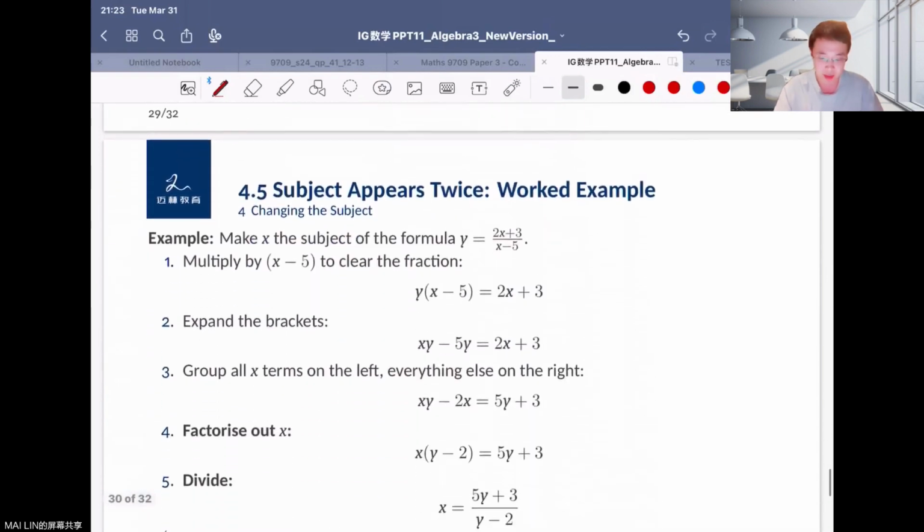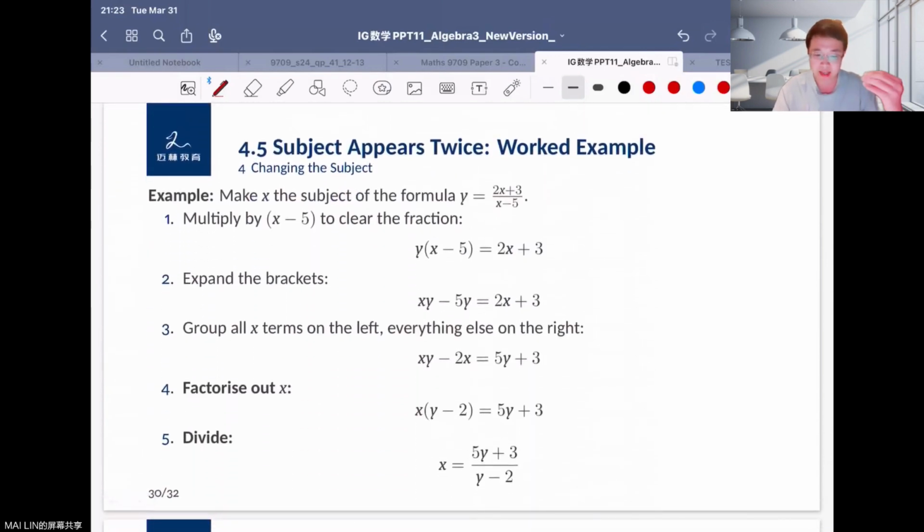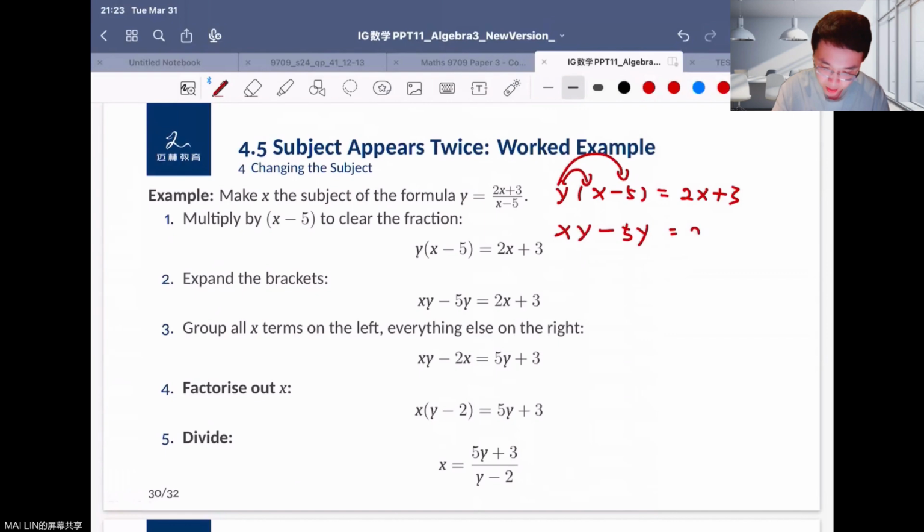Let's have an example. We want to make x the subject of the formula y equals (2x plus 3) over (x minus 5). First, we multiply both sides by x minus 5. Now it becomes y times (x minus 5) equals 2x plus 3. Then expand the left side: y times x is xy, and y times negative 5 is negative 5y. So the equation becomes xy minus 5y equals 2x plus 3.